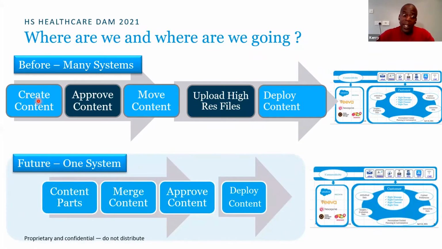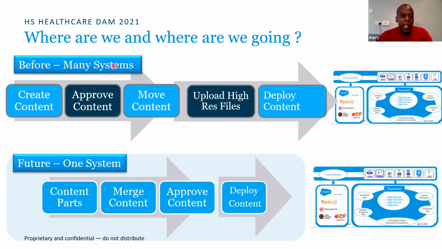Step forward to nowadays, one future system, one DAM, and the difference here is, and I'll come onto those in a few other slides, your content parts or components, separate images, separate text, separate approved items, merged all in the same system to form the email type of content or the web or the sales aid, approved in the same system, and then with API integrations, deploying that content straight to channel. 50% faster, 70% cheaper.